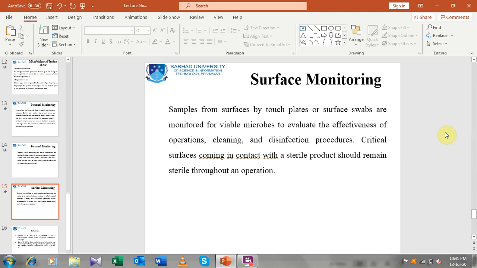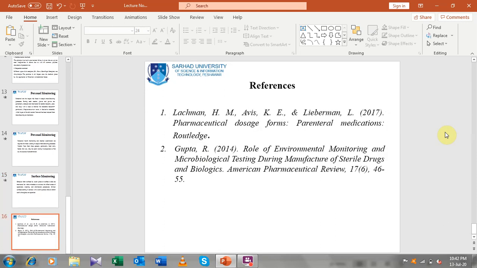Critical surfaces that come in contact with the sterile product should remain sterile throughout an operation. This is the checking of surface monitoring, how we will check the surface by using these different techniques. For references, you can consult Lachman, Lieberman, 2017, the book titled Pharmaceutical Dosage Forms: Parenteral Medications.